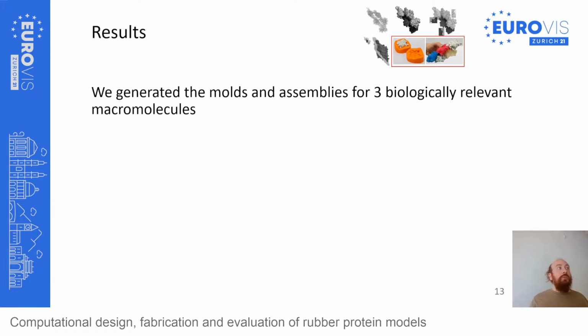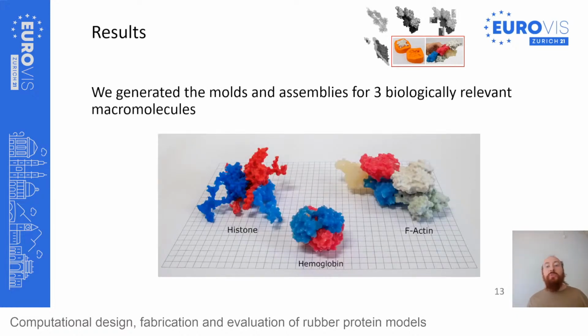Now I want to very quickly show you some of the results of fabrication and assembly. For the results, we propose the molds and assemblies for three biologically relevant macromolecules that, among the millions of different proteins available, for example over the PDB repository, we have selected to be of interest for a larger audience. And these are F-actin, hemoglobin, and the histones.